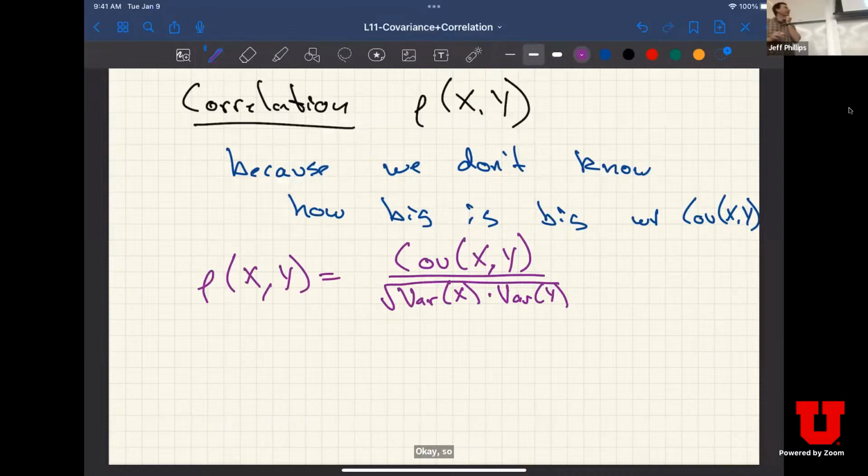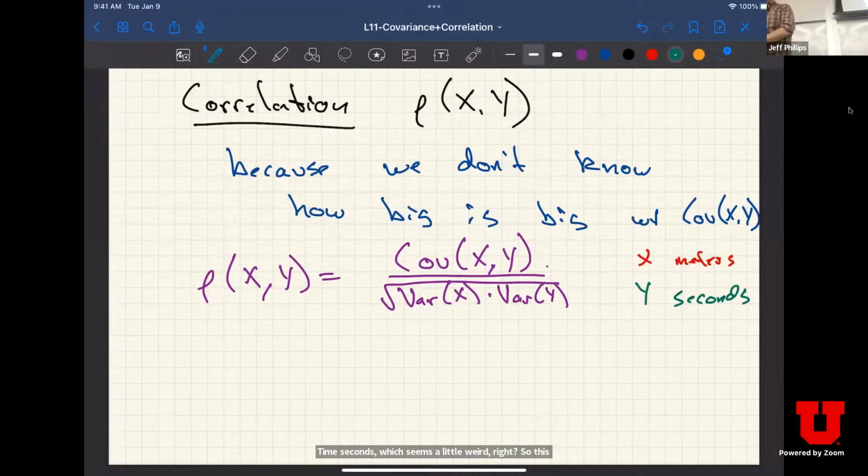If you remember, if X is measured in, say, meters, and Y, I'll draw a little bit better Y here, Y is measured in, say, seconds. The units of covariance are going to be meters times seconds, which seems a little weird, right? So this is in M times S. That's the units.